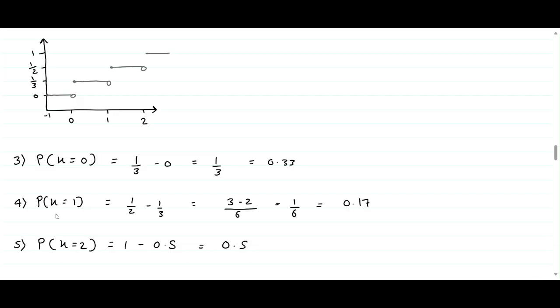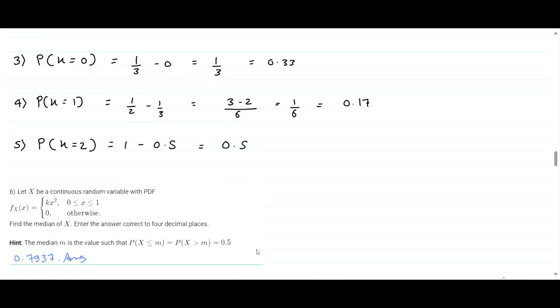Similarly, if we look at question number 4, which asks for the probability at x equal to 1, it is going to be 1 by 2 minus 1 by 3, which is 1 by 6. So the probability at x equal to 1 is 0.17. Now the fifth question asks for the probability at x equal to 2, which is going to be 1 minus 0.5, which is 0.5. Hence the probability at x equal to 2 is 0.5. It means that the answer of question number 5 is 0.5.